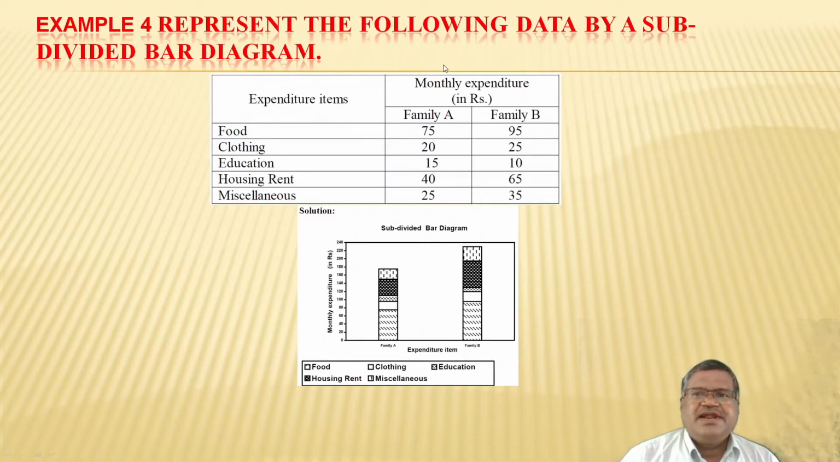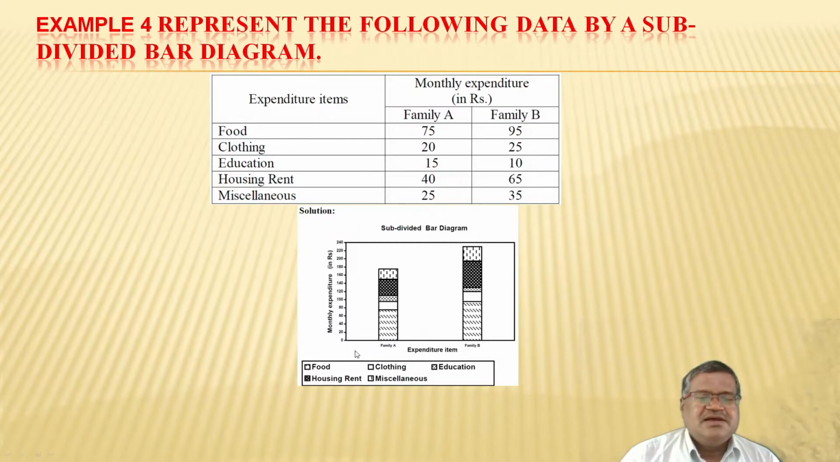Represent the following data by a subdivided bar diagram. Expenditure items: food, clothing, education, house rent, miscellaneous. Family A, family B. Monthly expenditure for 2 families is taken. Food is 75 units, this is in rupees, 75. Clothing 20. Education 15. This is for family A. This is for family B.